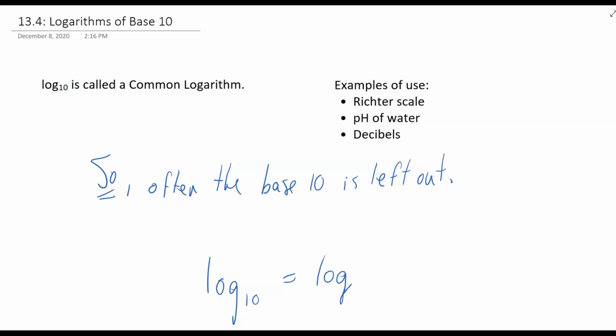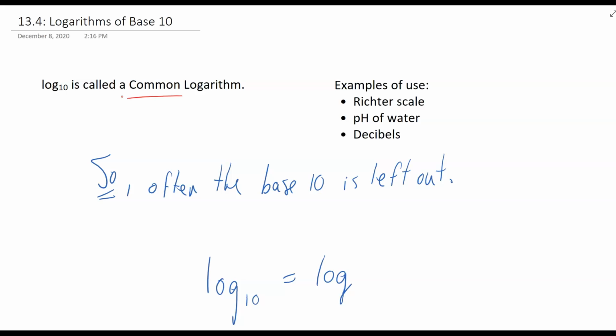In this video, we'll talk about logarithms of base 10. A logarithm that is base 10 is actually called a common logarithm. And there are many uses for logarithms base 10. For example, the Richter scale, a scale that measures the magnitude of earthquakes, the pH of water, which measures the alkalinity, and decibels in sound.